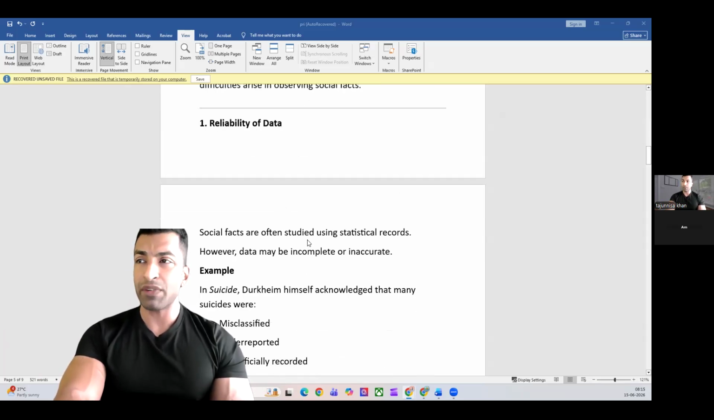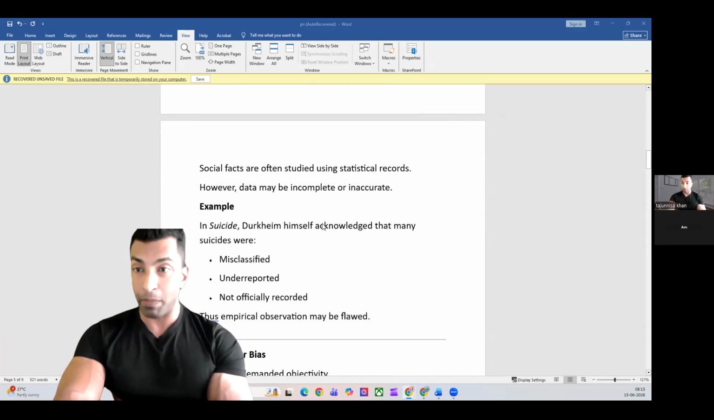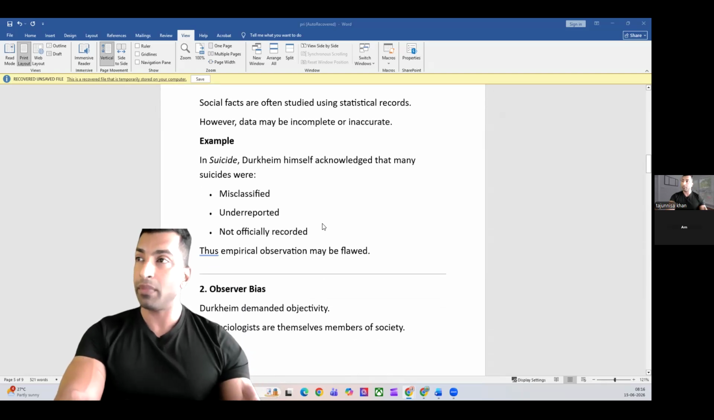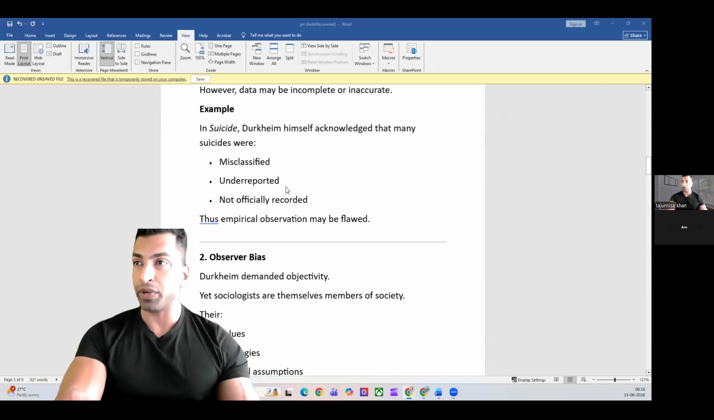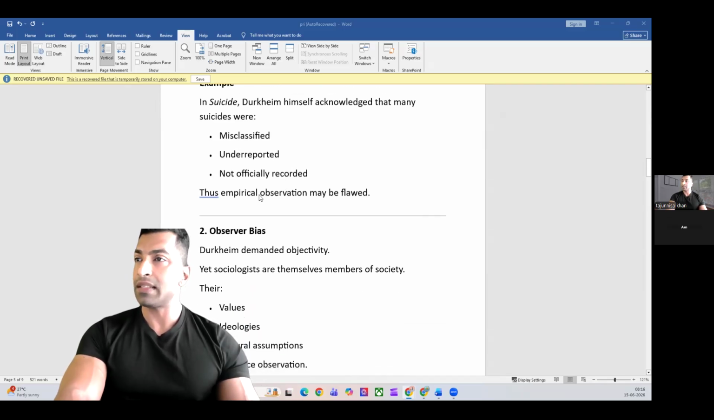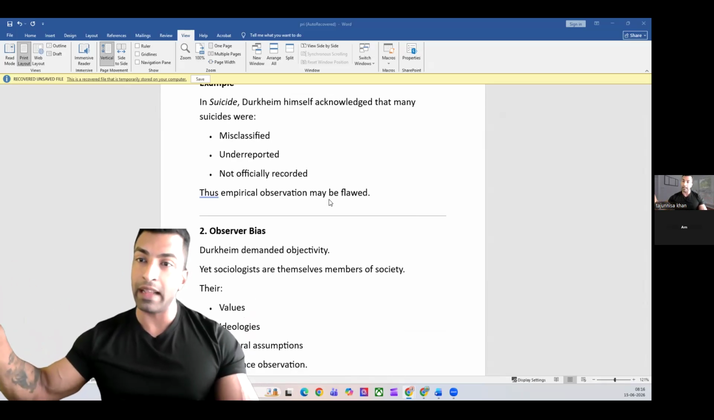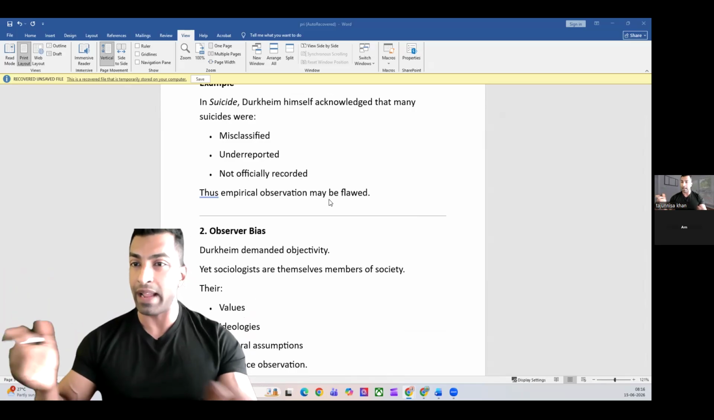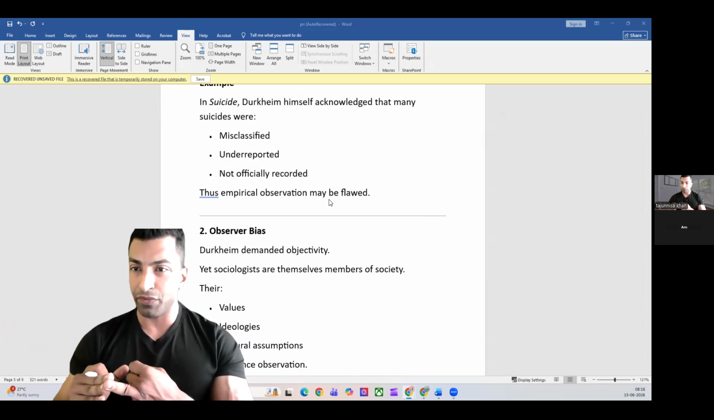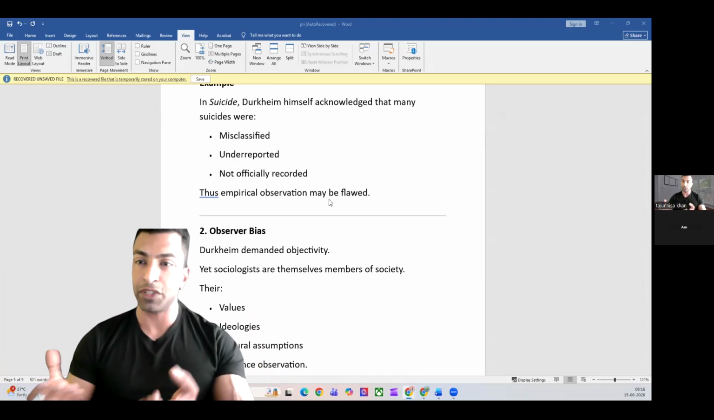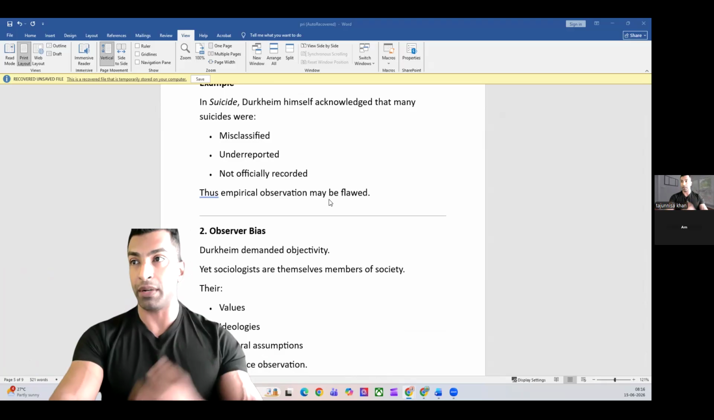Reliability of data. So social facts are often studied using statistical techniques, but still the data may not be complete, may not be accurate. So for example, in his own theory of suicide, Durkheim himself acknowledged that many suicides were misclassified, underreported, not officially recorded. Thus, empirical observation may be flawed. So the criticism that we learned in detail, you can add here. I'm not discussing that separately. Atkinson's criticism, misreporting of suicide and all those can derail the analysis. So if the data collected itself is wrong, your analysis is completely questionable.